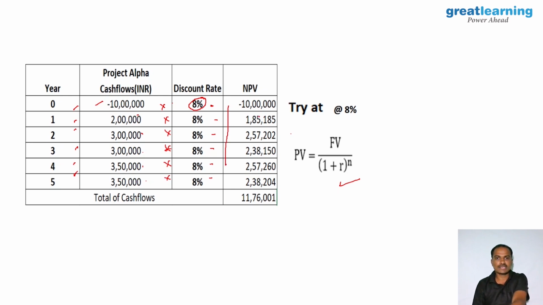So 10 lakhs. For the first year, if you apply 8% discount rate, if you bring the table value, it will be 1,85,185. Second year, it will be 2,57,202, and third year onwards, so on and so forth. Okay, so just calculate this, and the total cash flows will be 11 lakhs 76,001.